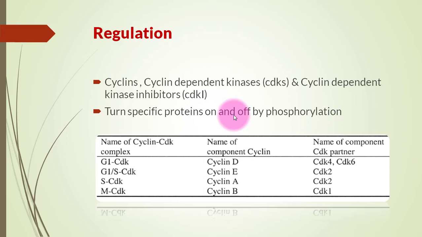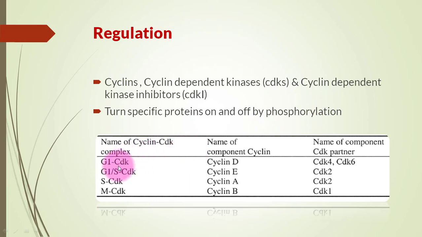This includes p14, p15, p16, p18, and p19. They belong to the INK4 cyclin-dependent kinase inhibitors. They specifically inhibit the G1 cyclin CDK. All these, p14, p15, p16, p18, and p19, inhibit this complex. And how do they do that? They bind to the complex after its formation and prevent its phosphorylation activity.